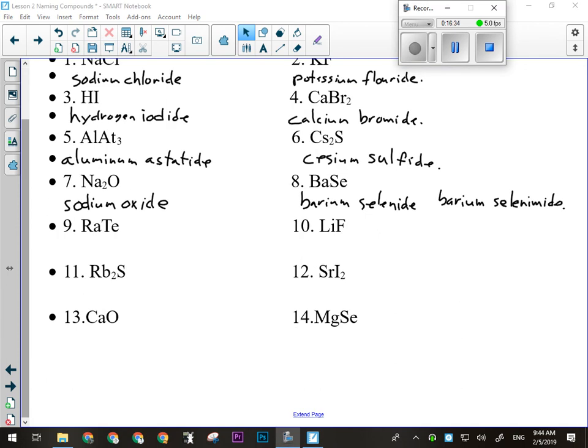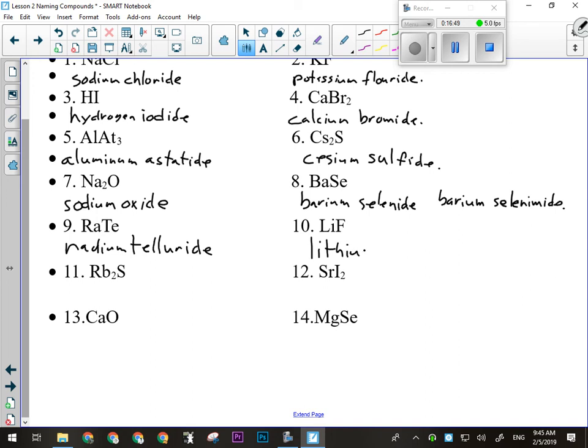All right, so for number 9 here, we've got radium with tellurium. So this will be radium telluride. For number 10, we have lithium and fluorine. So this will be lithium fluoride. For number 11, we have rubidium and sulfur. So this will be rubidium sulfide.